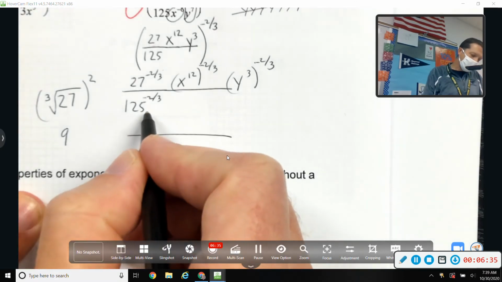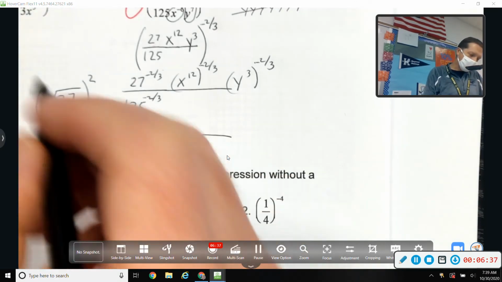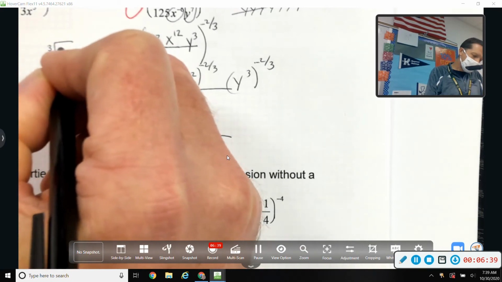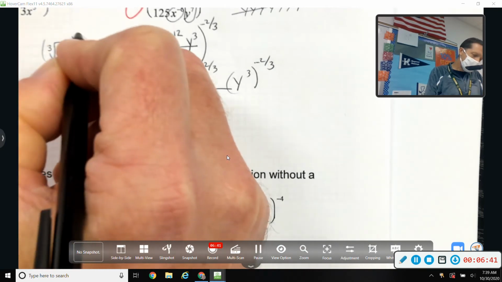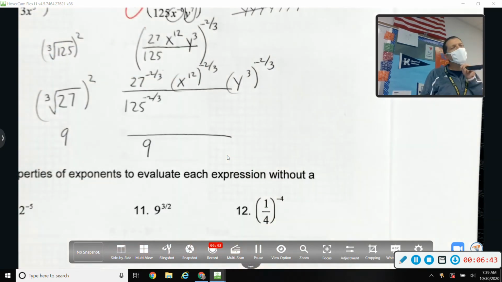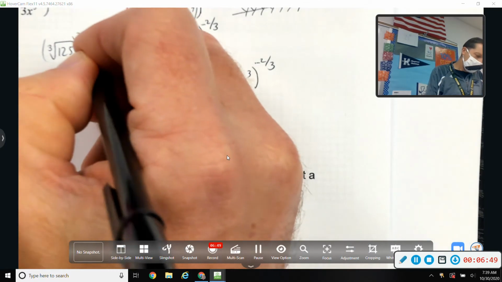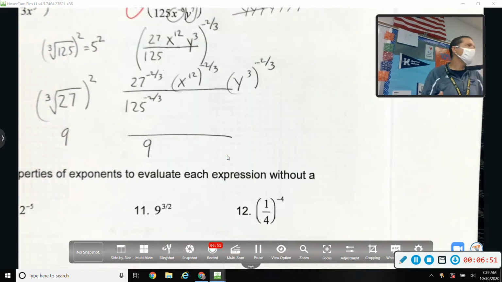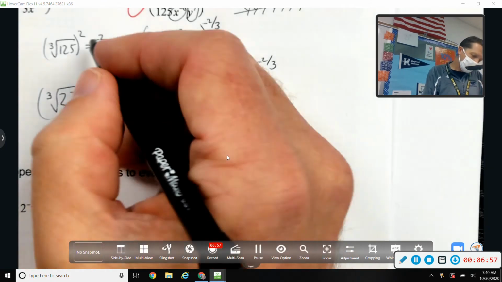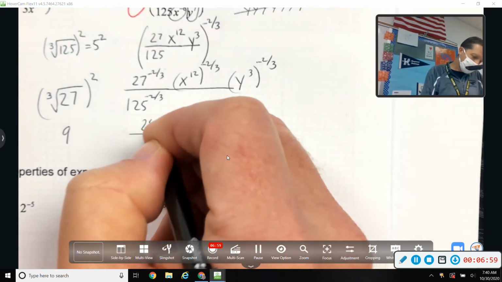125 to the negative 2/3. So I know it'll flip to the top. The cube root of 125 is 5. All right, we pick these. We work enough of these, you start recognizing the numbers, because there's only so many different numbers we can use that have nice cube roots. 5 squared is 25.